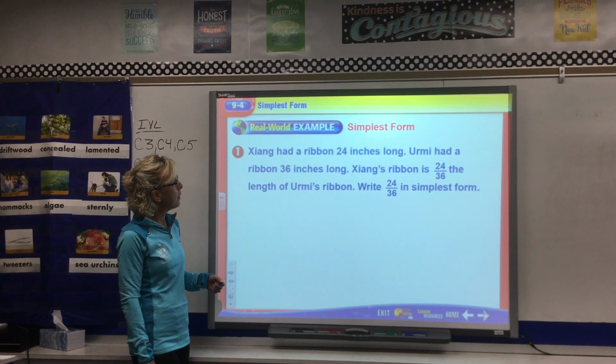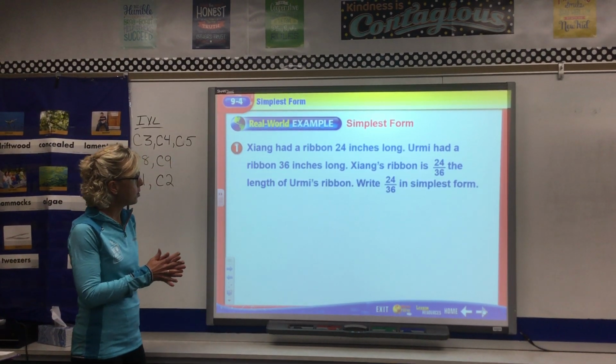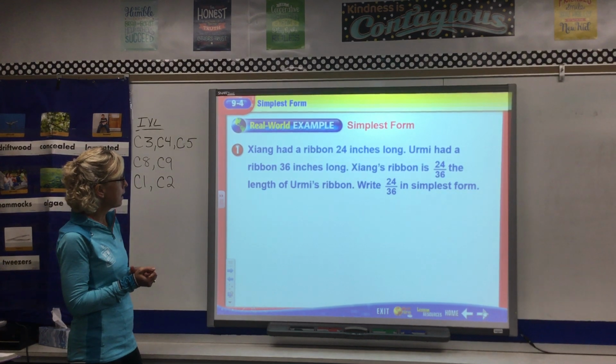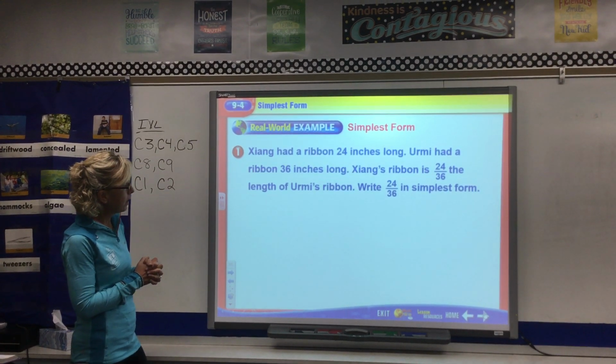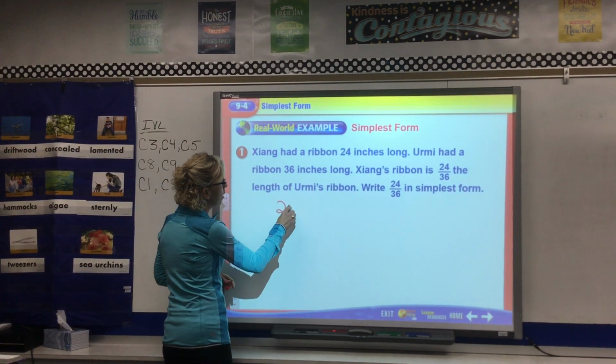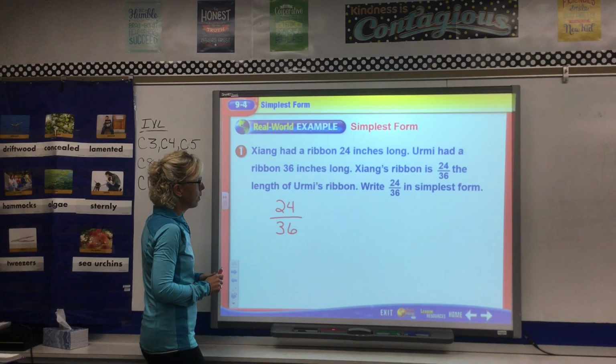Zhang had a ribbon 24 inches long. Ermi had a ribbon 36 inches long. Zhang's ribbon is 24/36 the length of Ermi's ribbon. And then they give us this fraction, write 24 over 36 in simplest form.